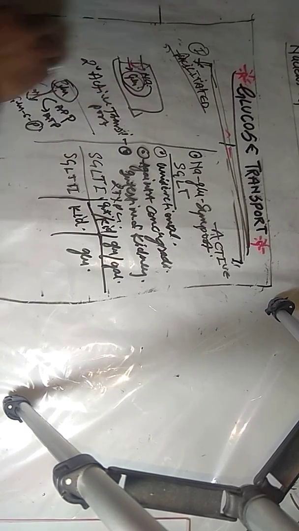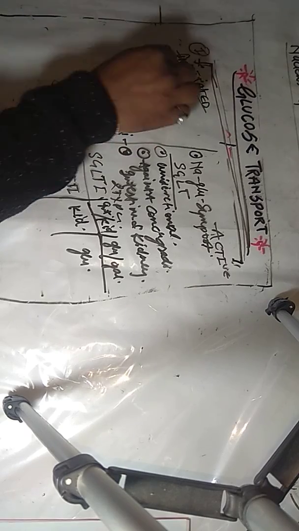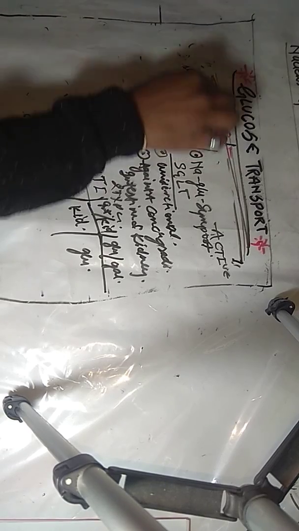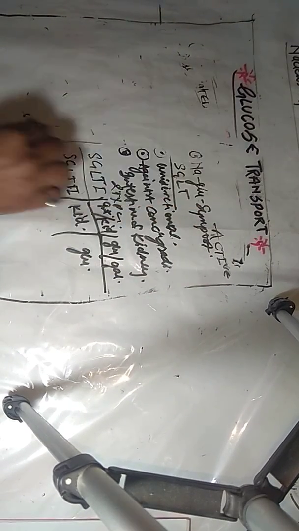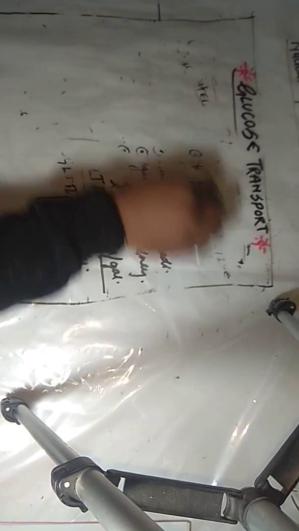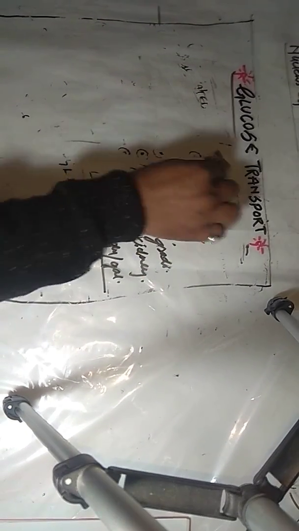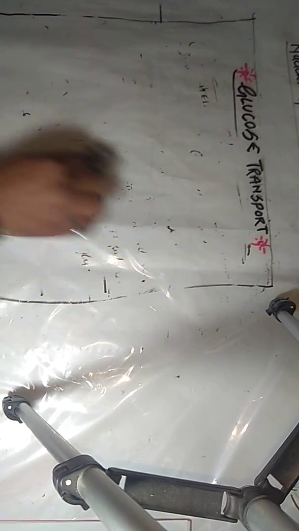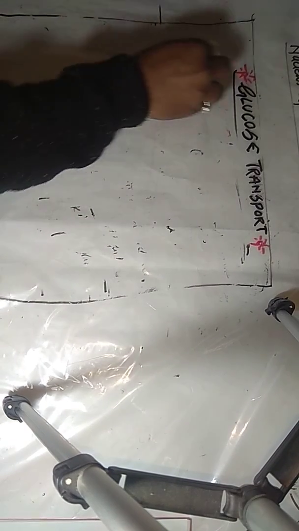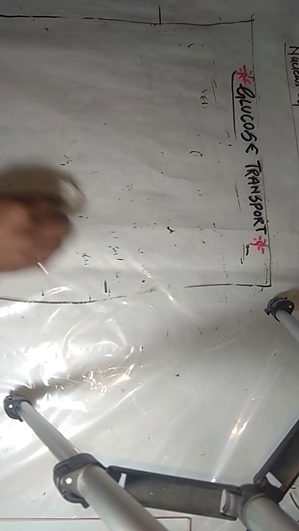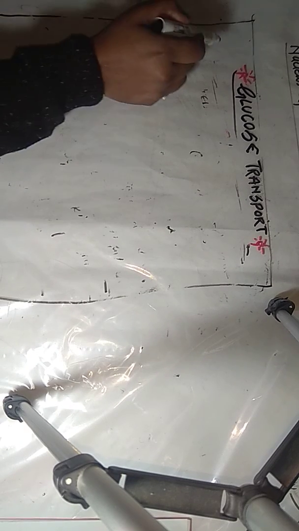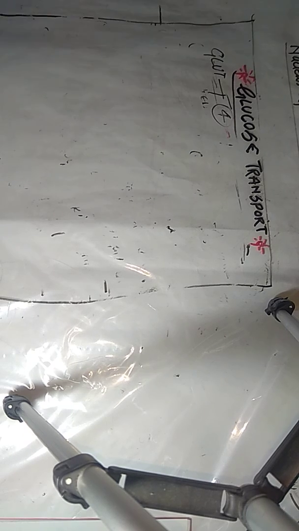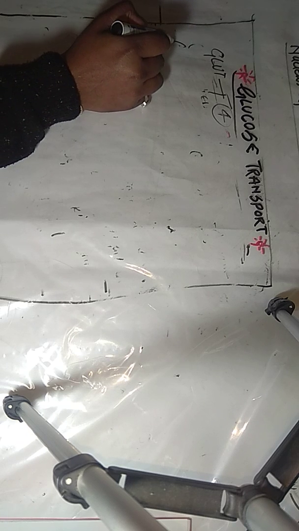After this, we will deal with the modes of facilitated transport, how it is going to work, and the types of GLUTs, glucose transporters. One by one we will deal with this. There are basically 4 types of GLUTs.